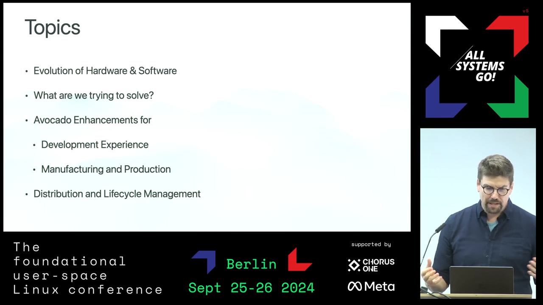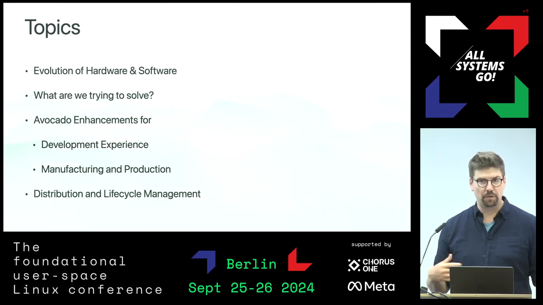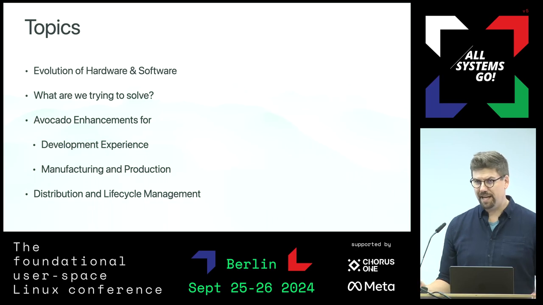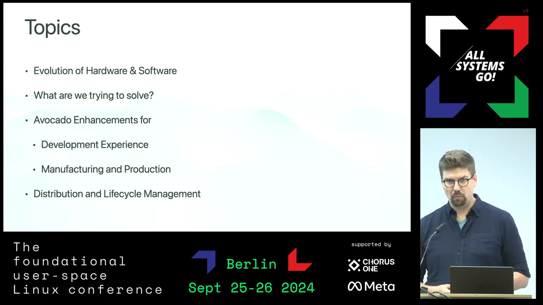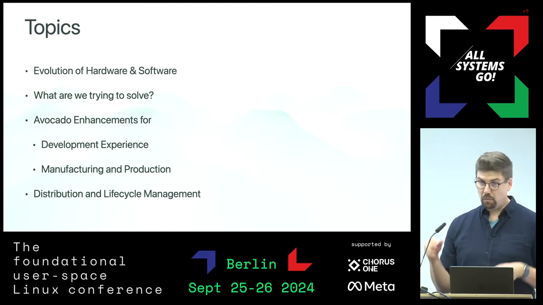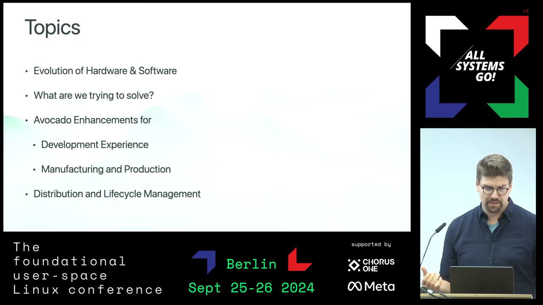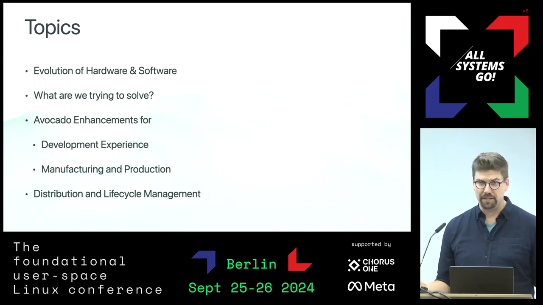We're going to start by looking at a little bit of an evolution of how hardware and software interplay with each other and how they've kept up. We'll look at what is left in that domain to be able to solve. What areas can we actually improve upon? And then we'll take a look at some of the proposed features and opportunities that we are pushing forward in Avocado to be able to help make the development experience and the manufacturing and production experience of embedded products much easier.